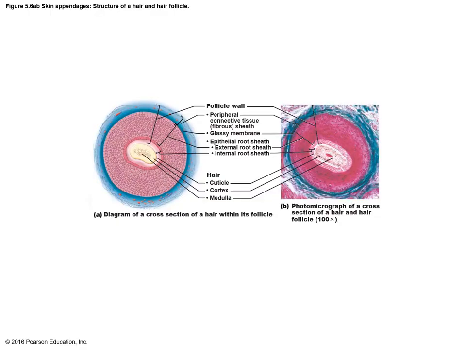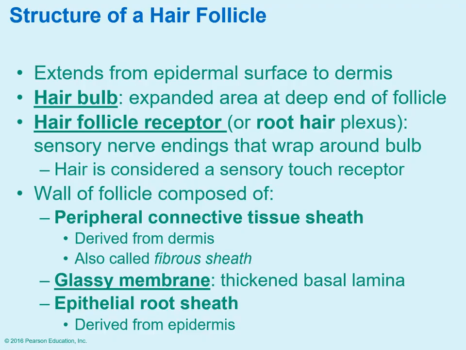So this is a cross-section of the hair showing the various layers. Like I said, the innermost one is the medulla, then you've got the cortex, and then the outermost is the cuticle. So the hair follicle extends from the epidermal surface all the way down to the dermal layer. The hair bulb is that area that's very deep. The hair follicle receptor, also known as the root hair plexus, is this area where you have the sensory nerve endings. They're going to wrap around the hair bulb. And so it's going to be able to pick up, like if you pull it, it's going to feel it.